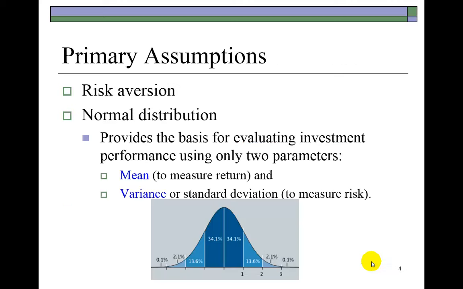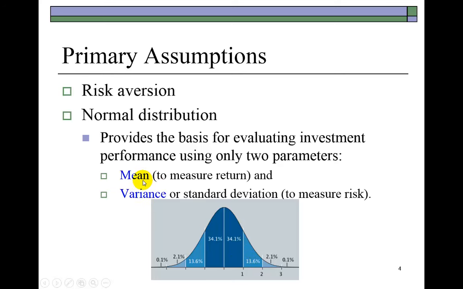So with that objective function in place, we make the assumption that investors are risk averse, and we also make the assumption that investment returns follow a normal distribution. Now, the power of this assumption is that if investment returns are normal, as I show here in this frequency histogram, then we only need the mean of the distribution and the variance of the distribution to fully characterize your investment performance.